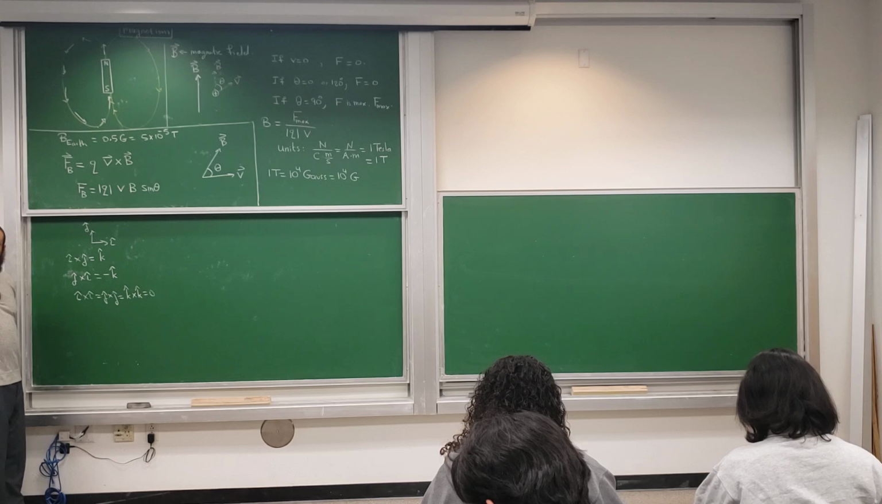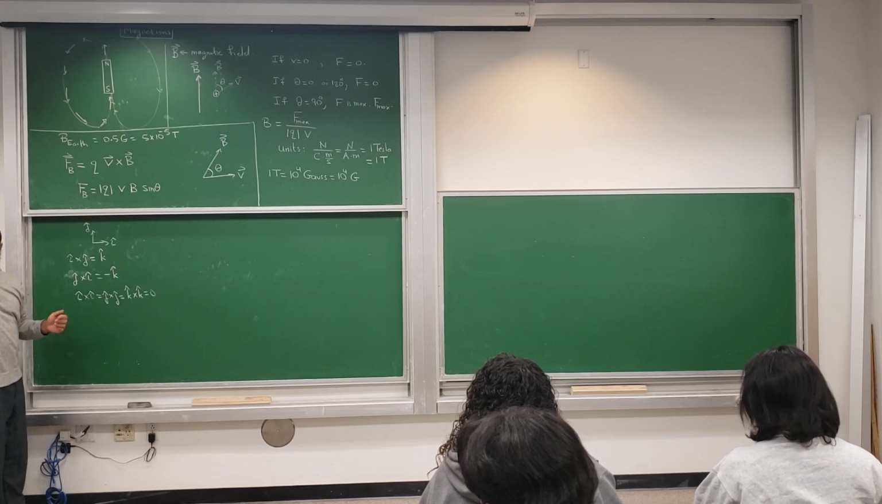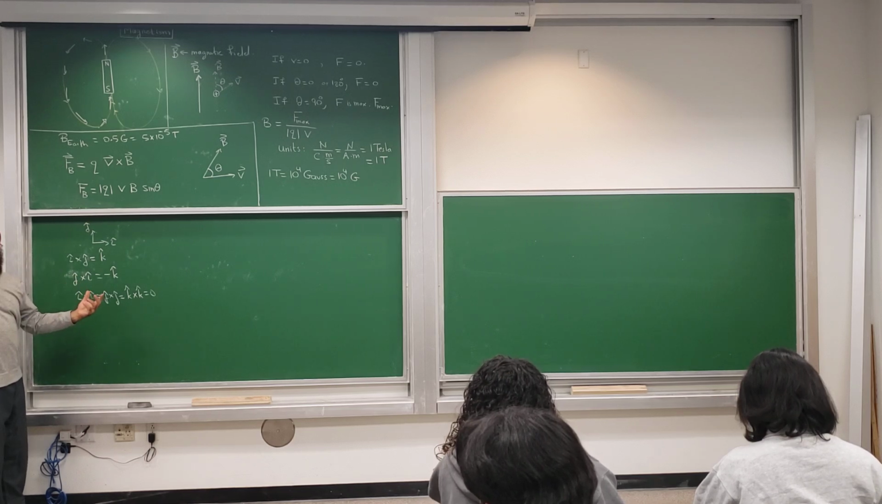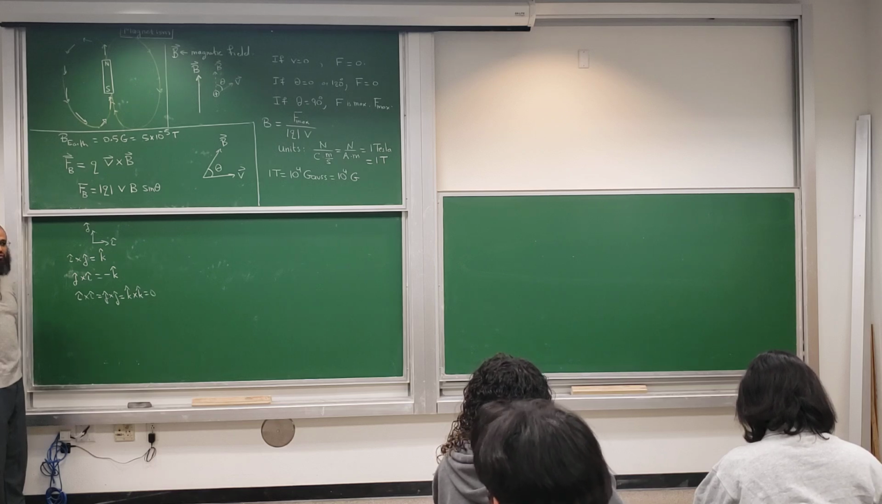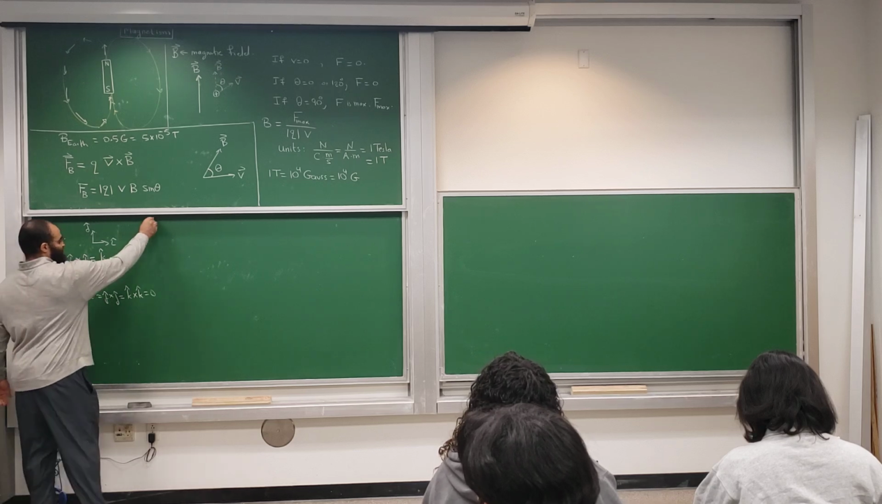Just 0. Because they are parallel to each other. I hat is parallel to itself, so you get 0. The sine is 0, right? Cross product's magnitude is the product of magnitudes times the sine of the angle. They are parallel, so the sine is just 0. That's that.